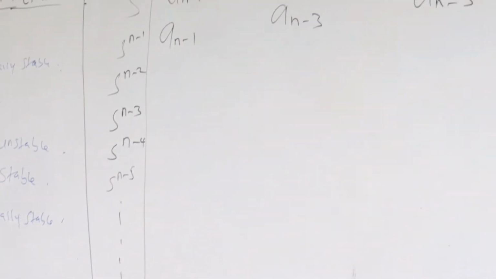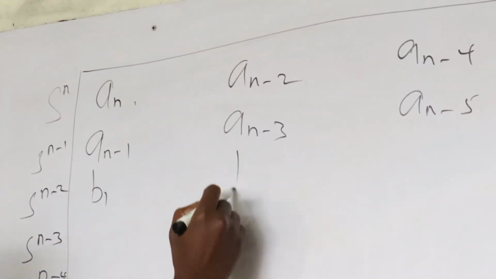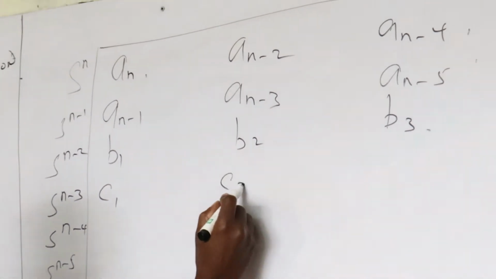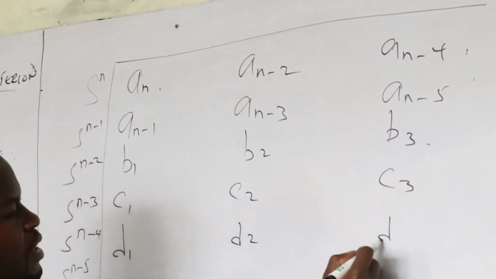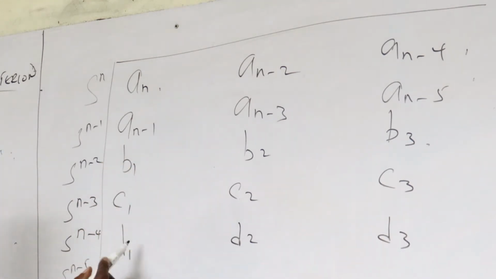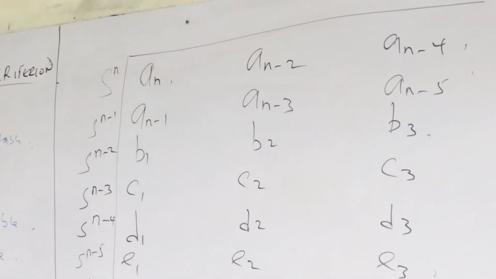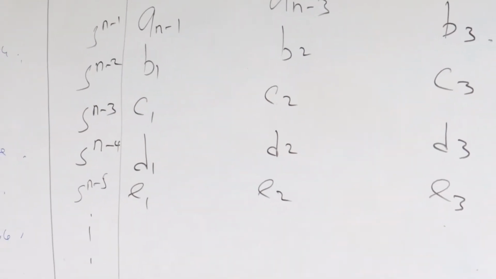So all this, you are supposed to go ahead and calculate. We can call this one B1, this one B2, this one B3, then C1, C2, C3, D1, D2, D3, and maybe E1, E2, E3. Those are what we are supposed to calculate and find their values.